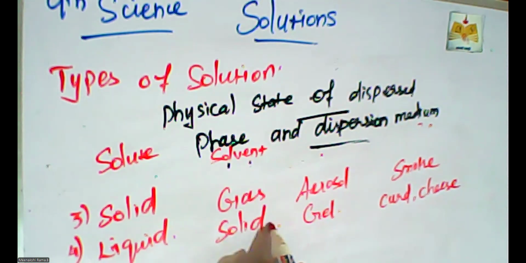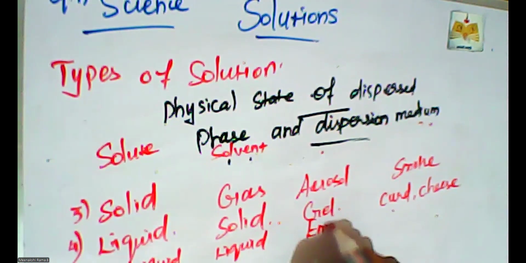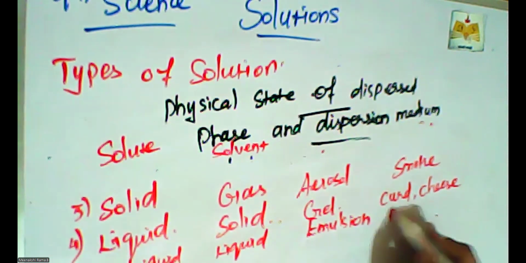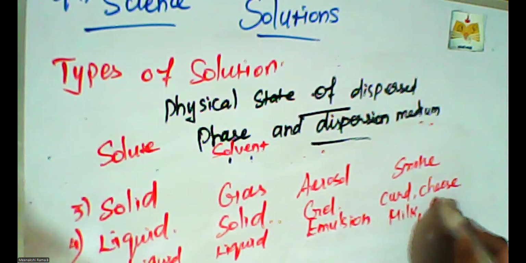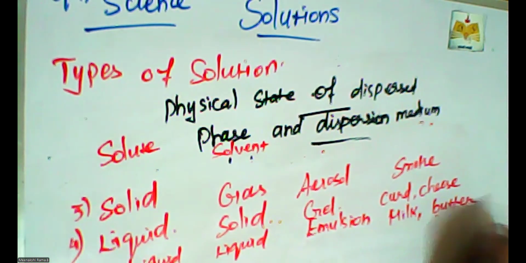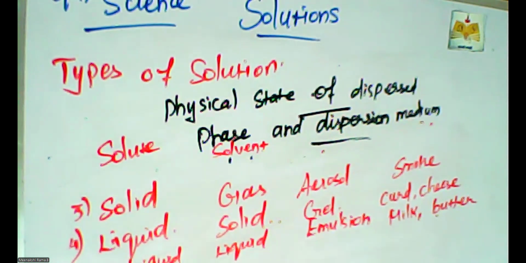Liquid-solid mixture, curd and cheese, and then liquid and liquid mixture. This mixture is called an emulsion. Emulsion means liquid and liquid nature. The examples are milk and butter. This is a good example of the liquid mixture.